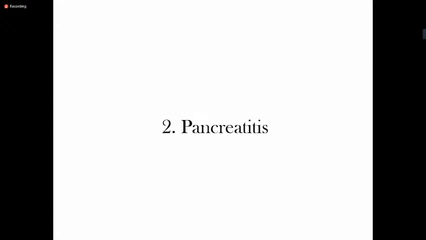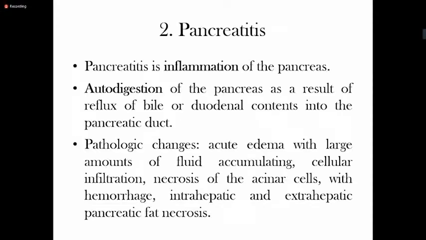We finish with cystic fibrosis. The diagnosis is done by sweat chloride, chloride in sweat that has been obtained. Pancreatitis is the second disease. Pancreatitis is the inflammation of the pancreas.